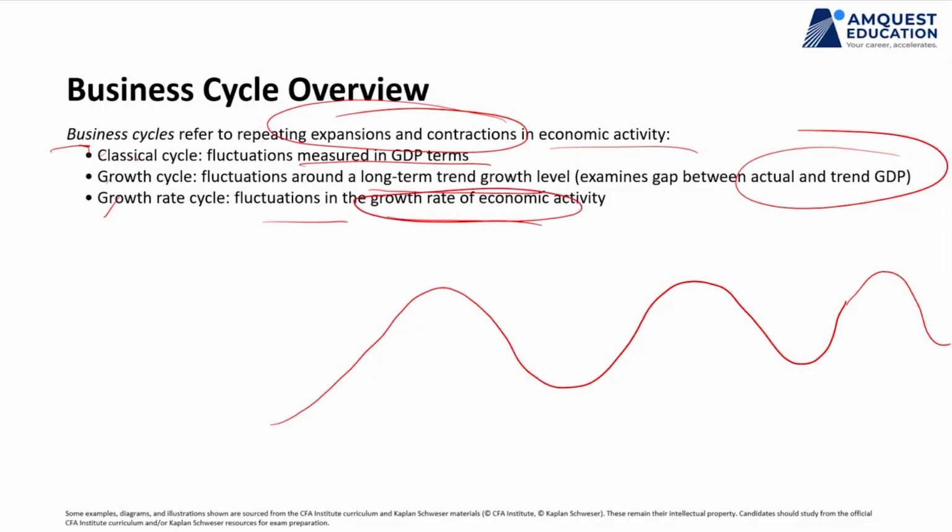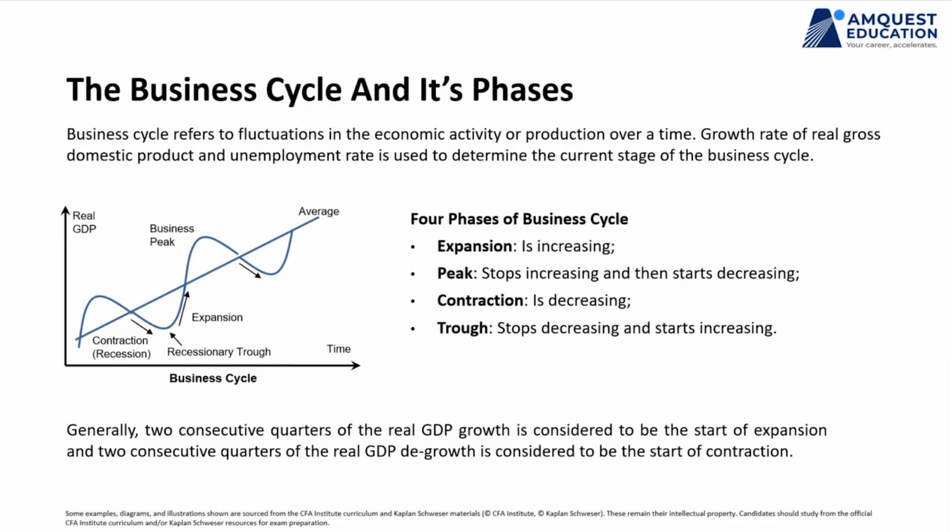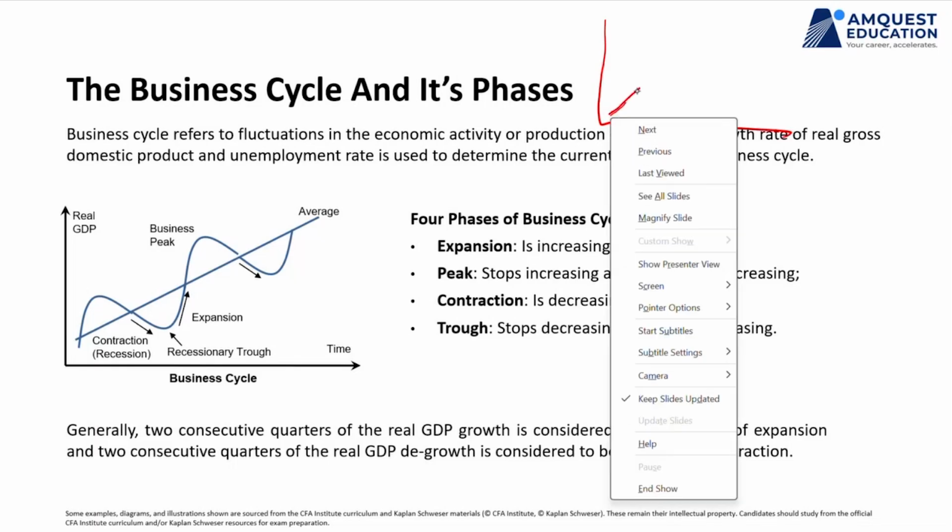So there are two broad types of cycles that can work: classical growth cycle and the growth rate cycle. Okay. Now, a typical cycle of how it goes, right? In the business cycle, if you remember, there are essentially four parts of the business cycle. What are those four parts? If you look at it, one is the expansion part. So the business cycle is expanding.